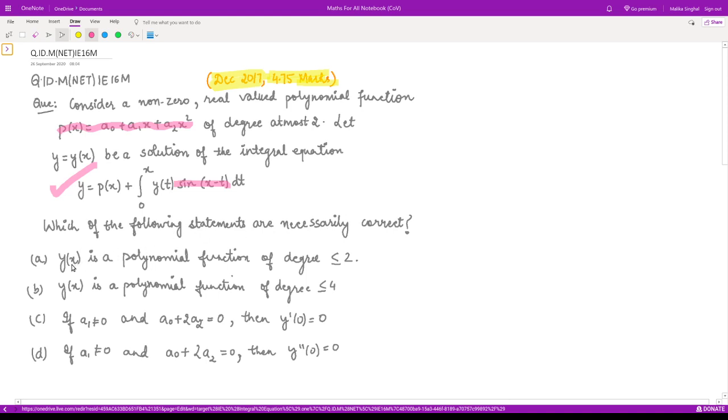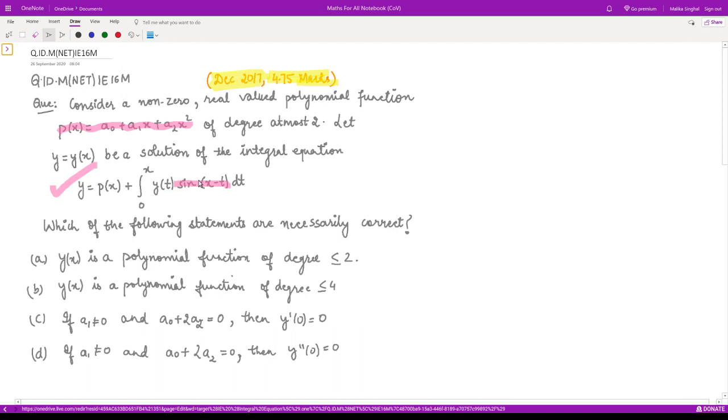That means they are asking whether y of x is a polynomial function of degree less than or equal to 2, or it is a polynomial function of degree less than or equal to 4. The third option is, if a1 is non-zero and a0 plus 2a2 is 0, then y dash of 0 is equal to 0. And the fourth option is, if a1 is non-zero and a0 plus 2a2 is 0, then y double dash 0 is equal to 0. So let us get started. Let us see what are the solutions.